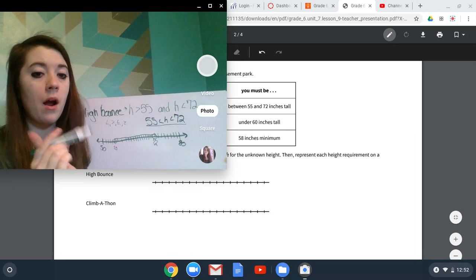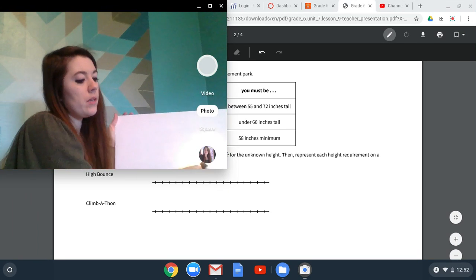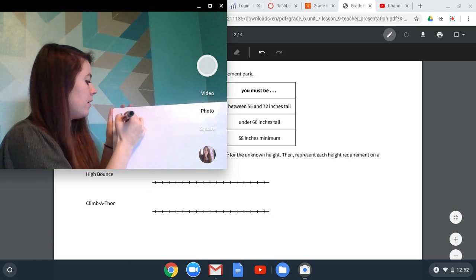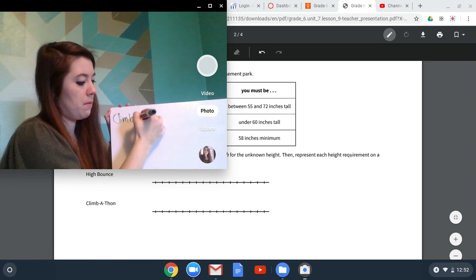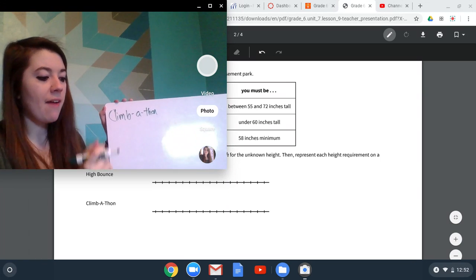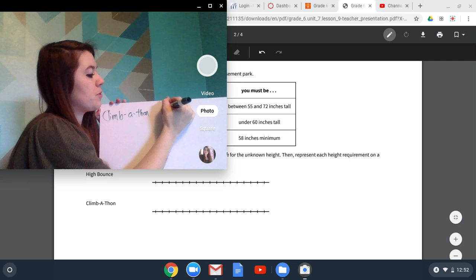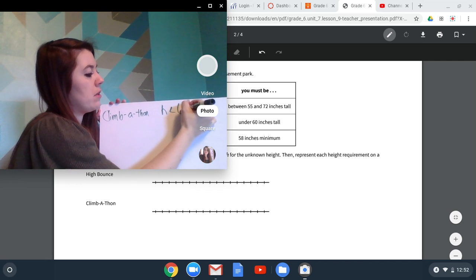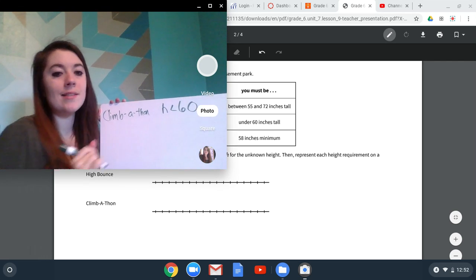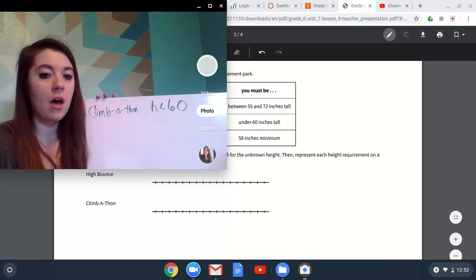Okay? All right, so now we want to look at our climathon. With the climathon, it said that we have to be under 60 inches tall. So that's telling us we can't be 60 inches tall. So H is less than 60 because that shows that we are under 60 inches tall.